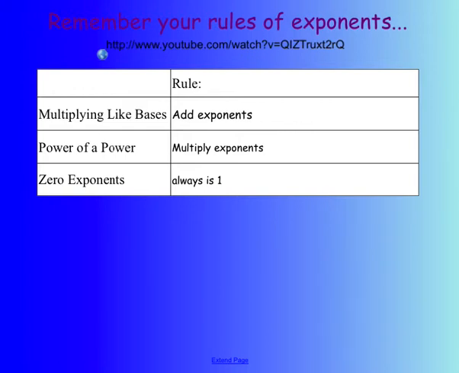Then you multiply exponents when you're taking a power of a power. If you're taking a power of a power, you're going to multiply exponents. And then the 0 exponent is always 1. If you have anything raised to the 0 power, it's always 1.